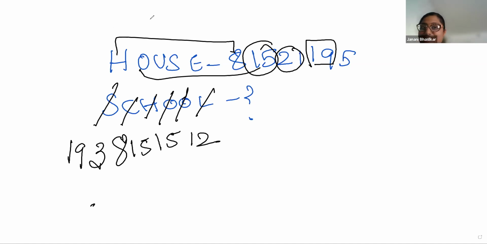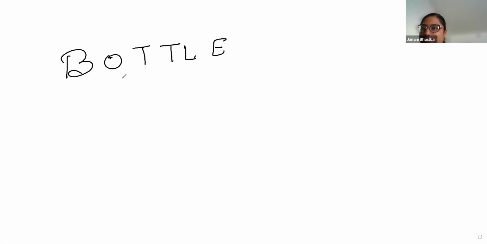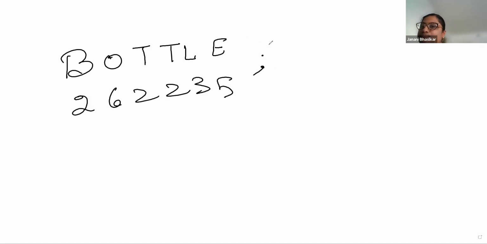That will be interesting. My favorite question, or my favorite type actually. Okay, so the question is this. BOTTLE is coded as 262235. Now, how should I code the word window?